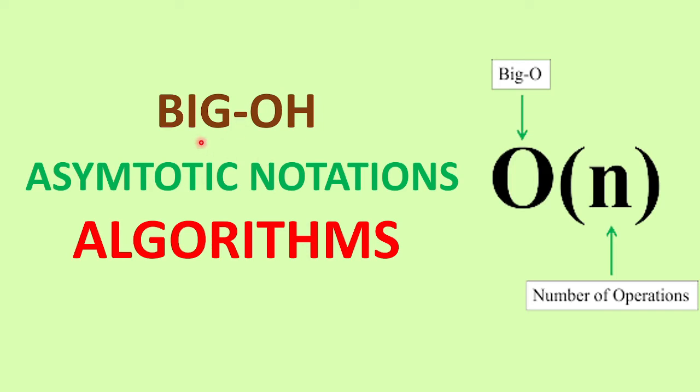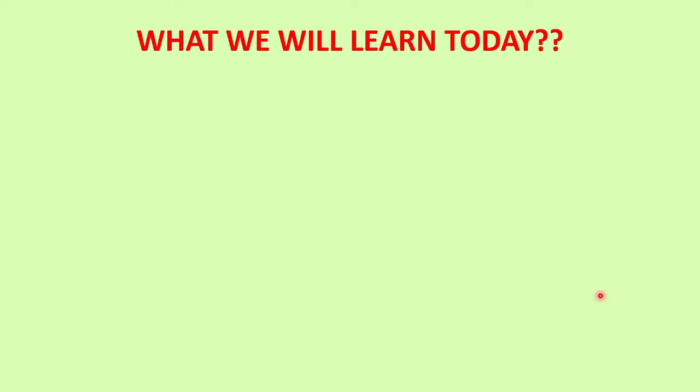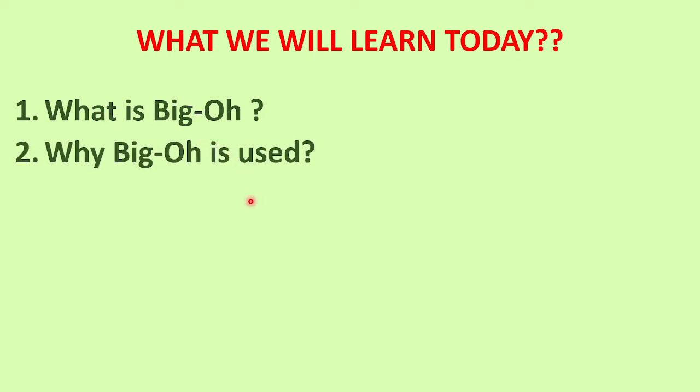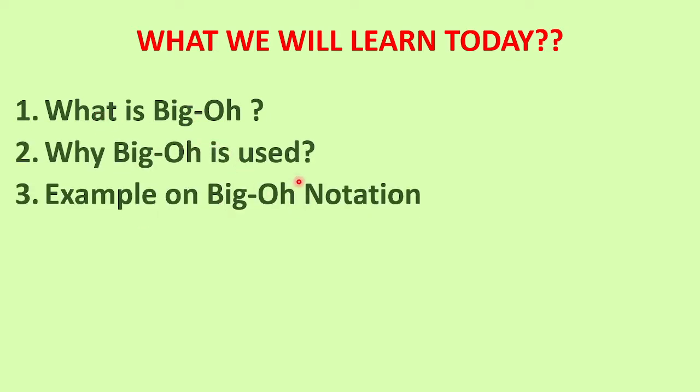Hello everyone. Today we are going to learn about big O asymptotic notations under the subject algorithm. So this is the way big O notation is written: the O symbol, and n stands for number of operations. What we will learn today is what big O is, why big O notation is used, and we will see one example on big O notation.